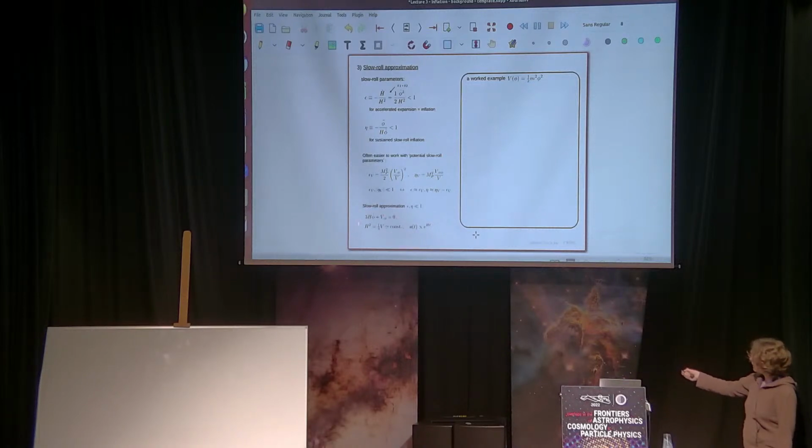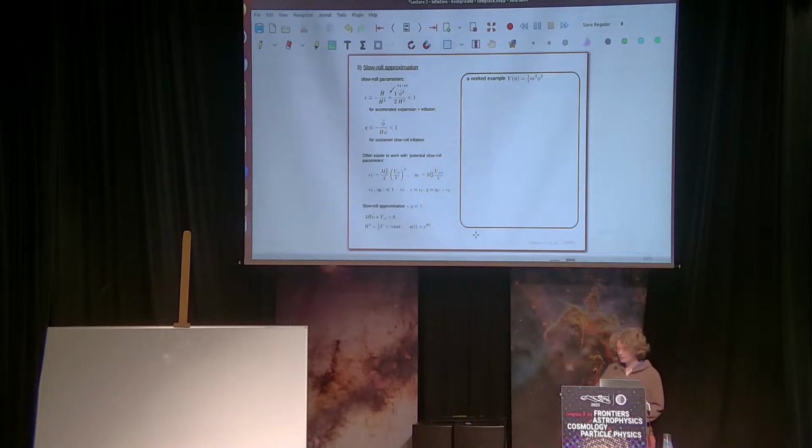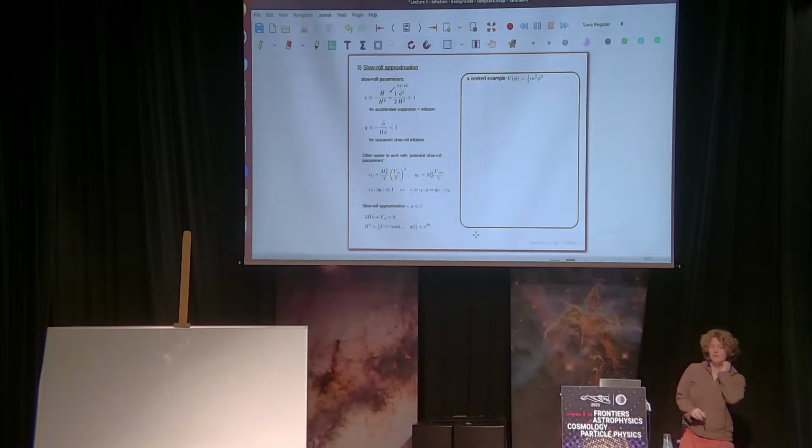And we end up with the approximation that Hubble is approximately constant, and as we saw beforehand, that the scale factor grows exponentially. And this slow-roll approximation is what will be used most of the time when one works in inflationary models. So one is really back to solving extremely simple equations.